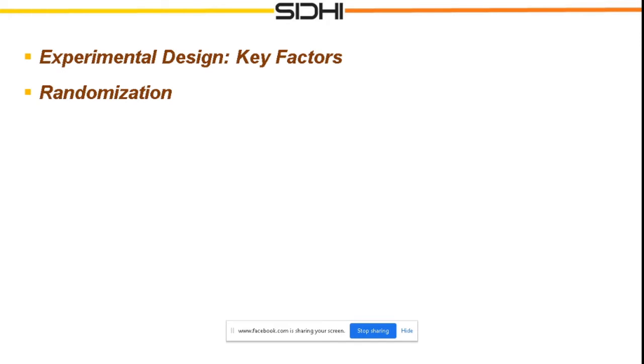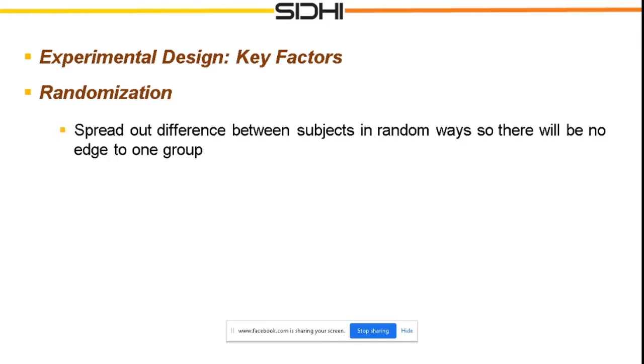Next is randomization. So it is the spread of difference between subjects in random ways so that there will be no edge to one group. So this one will make you less biased. Okay, so ibig sabihin, when you lay down your experimental group either in the lab or in the field, you have to place them randomly or in a certain way, which we will discuss later on. So this is done to avoid being biased sa isang group.